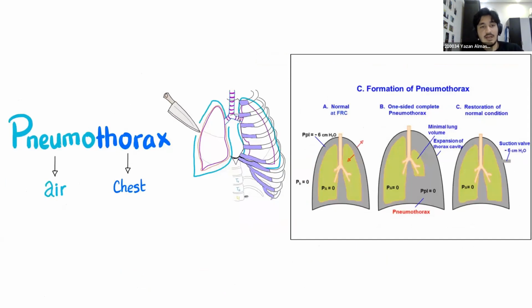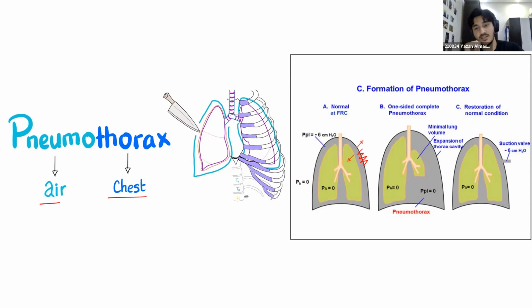So we have a disease that's called pneumothorax, in other words, air in the chest. How does pneumothorax happen? It's a very interesting case. If someone, for example, has a stab to the chest, what's going to happen is that the pleural space will be ruptured, and we're going to have an opening. And why is that bad?